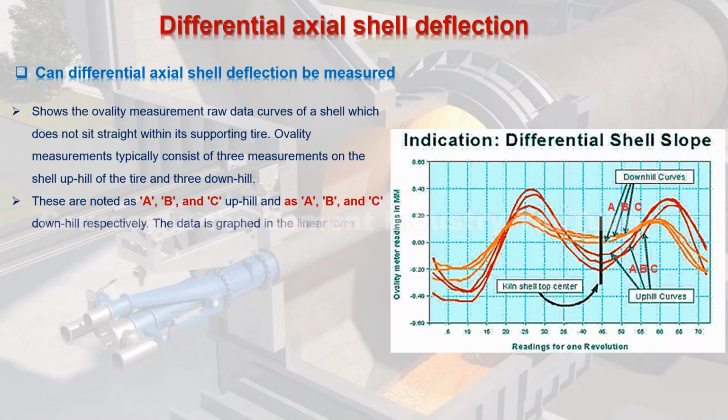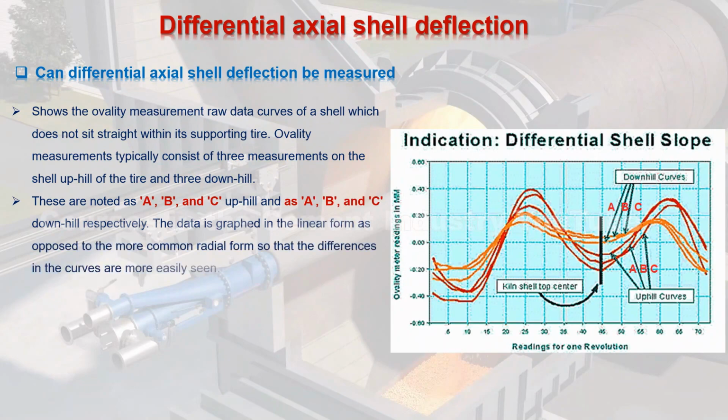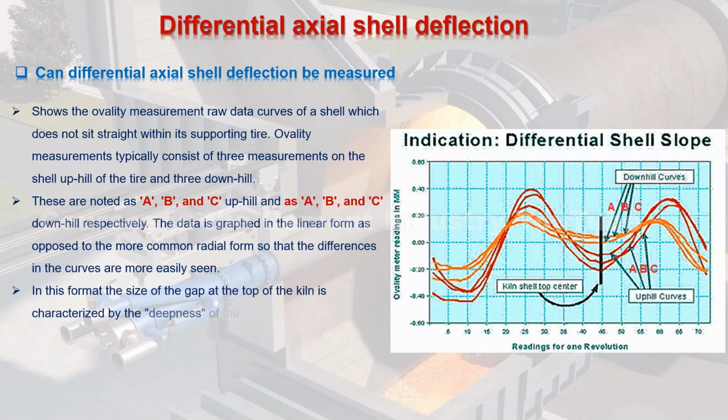The data is graphed in the linear form as opposed to the more common radial form so that the differences in the curves are more easily seen. In this format, the size of the gap at the top of the rotary kiln is characterized by the deepness of the large dip in the curve, as noted in this figure. The larger the gap, the deeper the dip.